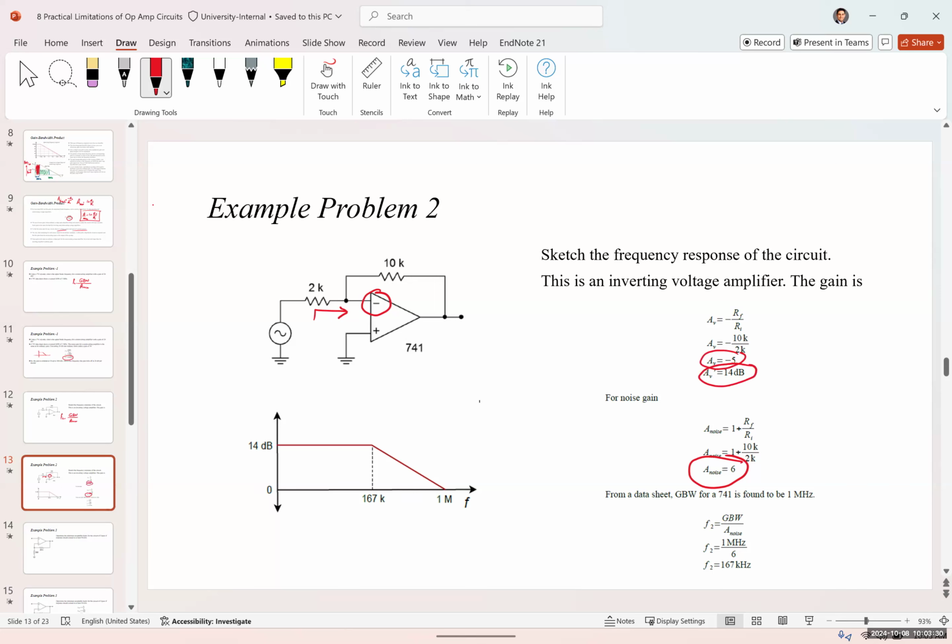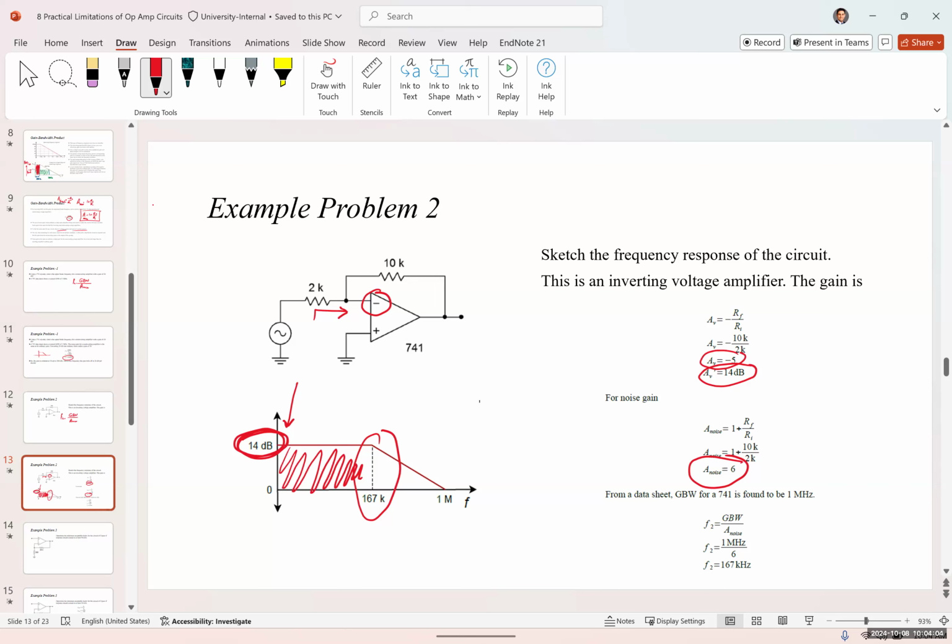In other words, it's about 14 dB. And this is actually a question that I had on last year's exam, very similar to this. Now we have to find the cutoff frequency to define this frequency response. The cutoff frequency F2 is going to be equal to gain bandwidth over A noise, which is 1 megahertz over 6, giving us 167 kilohertz.